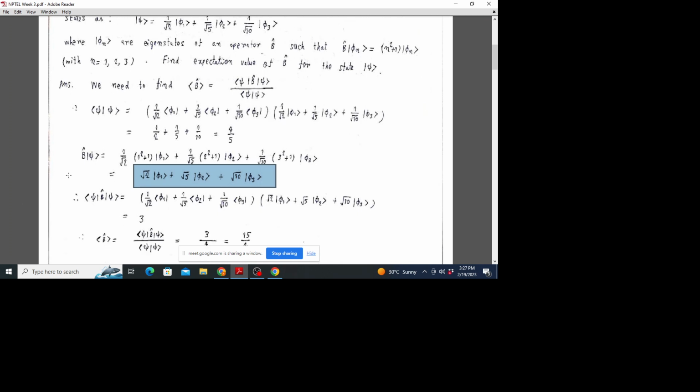And now we need to take the inner product of this highlighted state with the ket psi, our original psi. So take the inner product of this bra psi with this new ket that was produced after B was operated on psi. Now again use the similar orthonormality conditions and you will get 3.